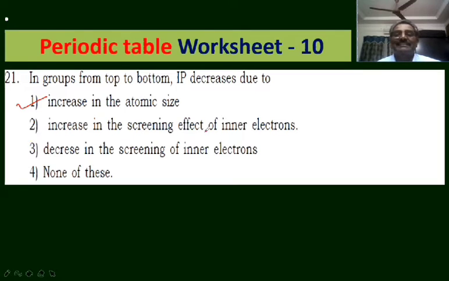Next, increase in the screening effect in inner electrons. This is also one of the reasons. If the screening effect increases, effective nuclear charge decreases, because of that size increases. Decrease in the screening of inner electrons is not right. So here the correct options are 1 and 2.